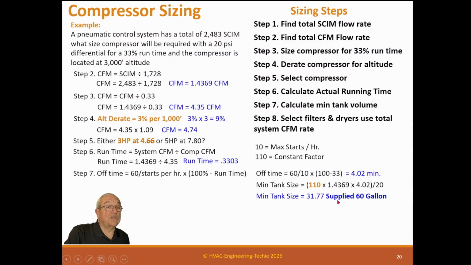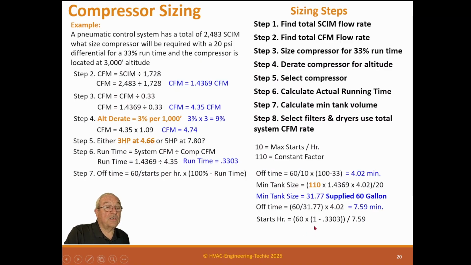I can't remember what this 110 is made of, but if I remember right, it's made up of a circular cylinder, and it allows you to calculate the CFM to gallons. It doesn't. I tried to reproduce that, but I couldn't figure it out, so not sure what it is. But that's what's in the books. Off time is 60 divided by 30.1, so this tank size equals 4.02, 7.59 minutes.